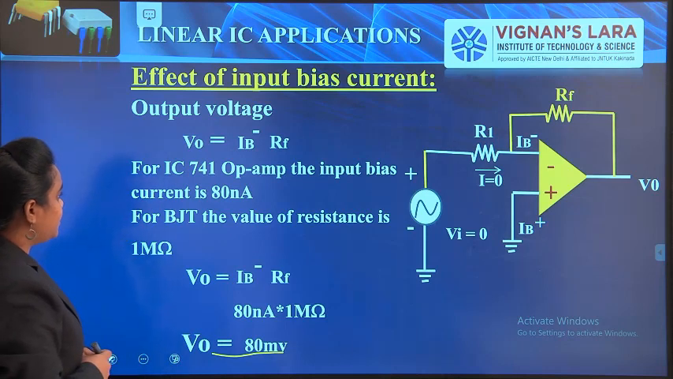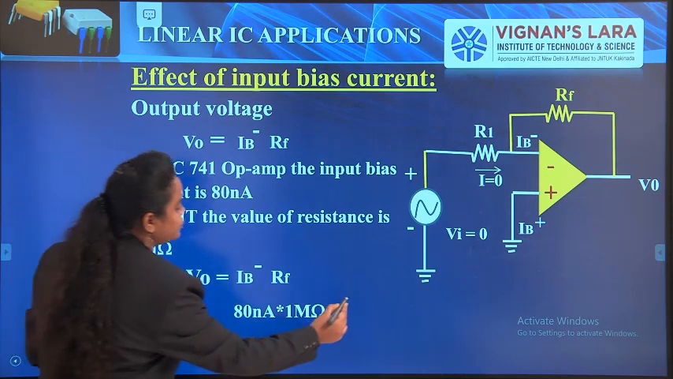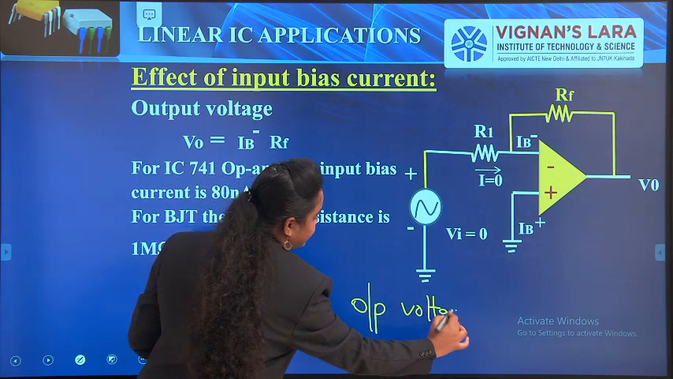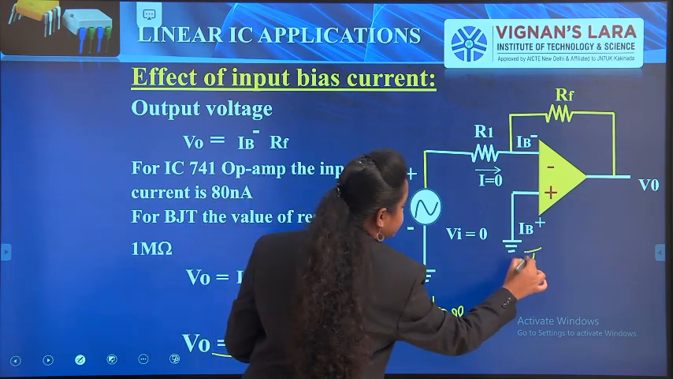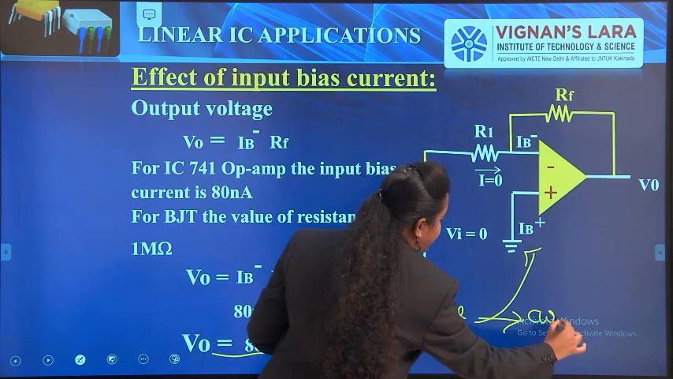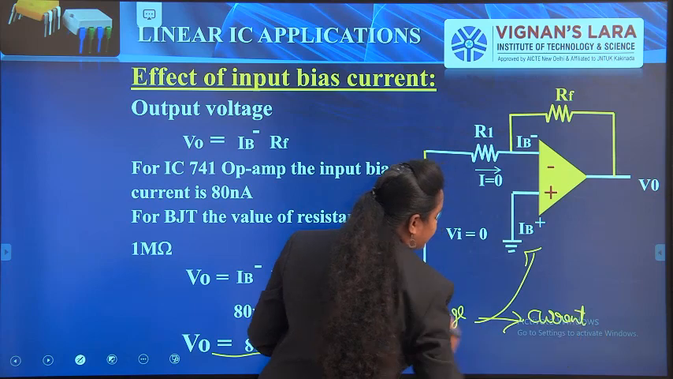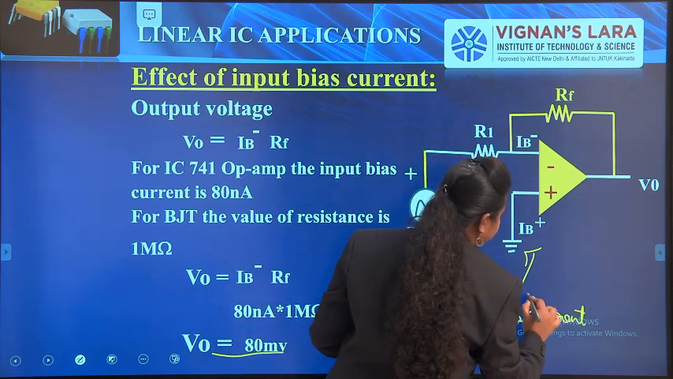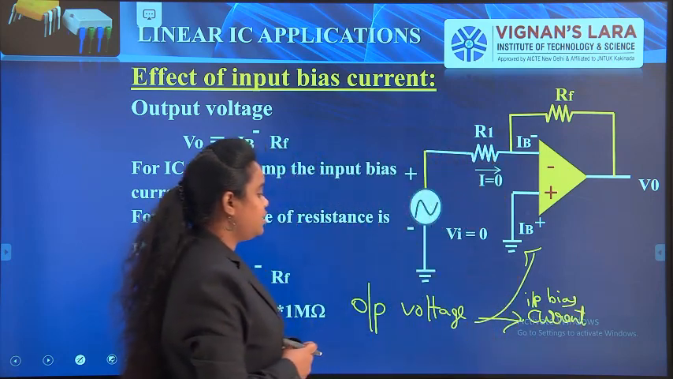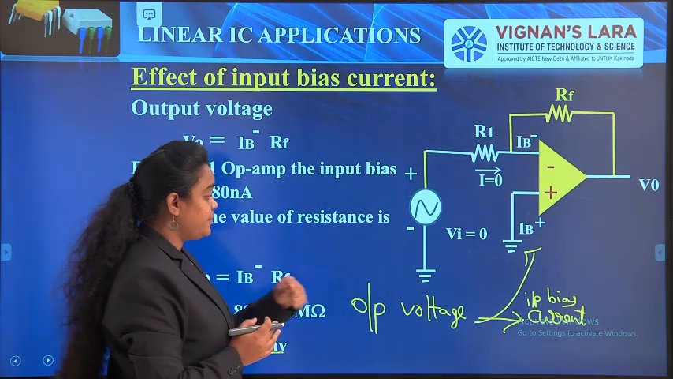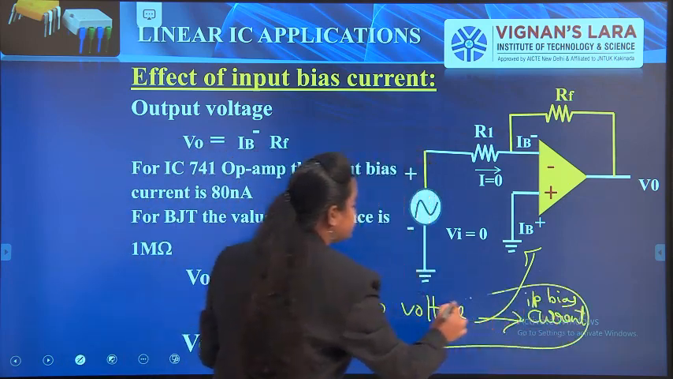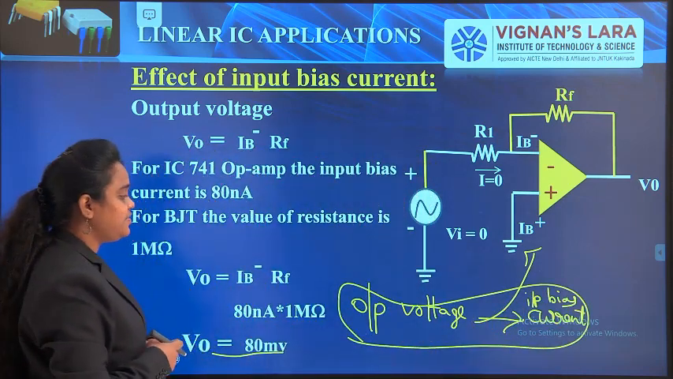So while calculating the output voltage in the circuit, there will be the presence of an input bias current. This forms a serious issue while calculating the voltage output.